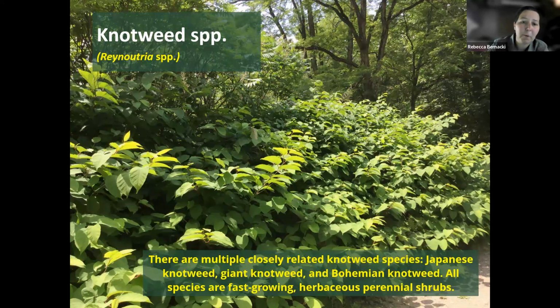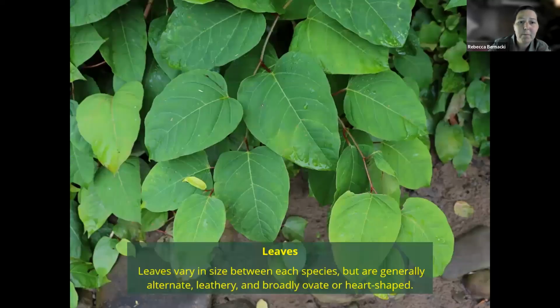These plants can grow up to 14 feet tall. Leaves vary in size between each species, with giant knotweed having leaves that can reach up to 12 inches in length, and Japanese knotweed having leaves that generally top out about 6 inches in length. They're going to be alternate on the stems, so they're not directly across from each other. The leaves are going to be really leathery in texture, and they're going to either be broadly ovate or heart-shaped, depending on the species.